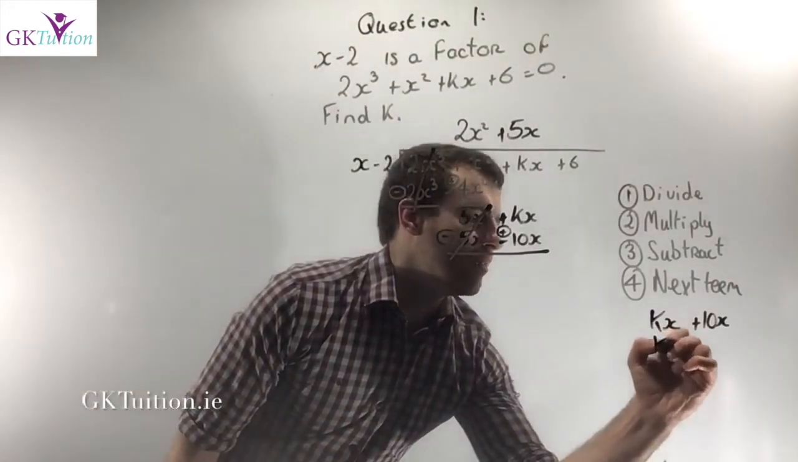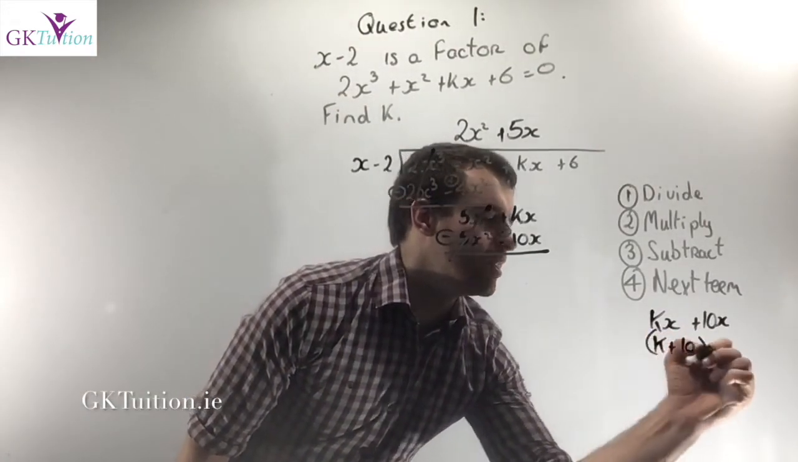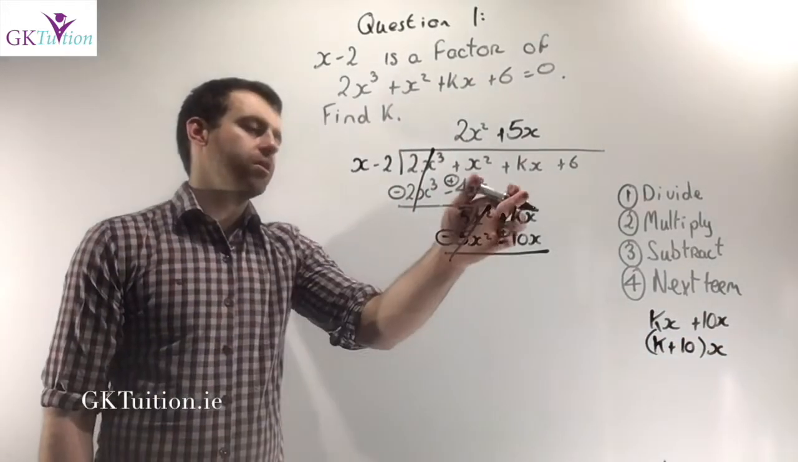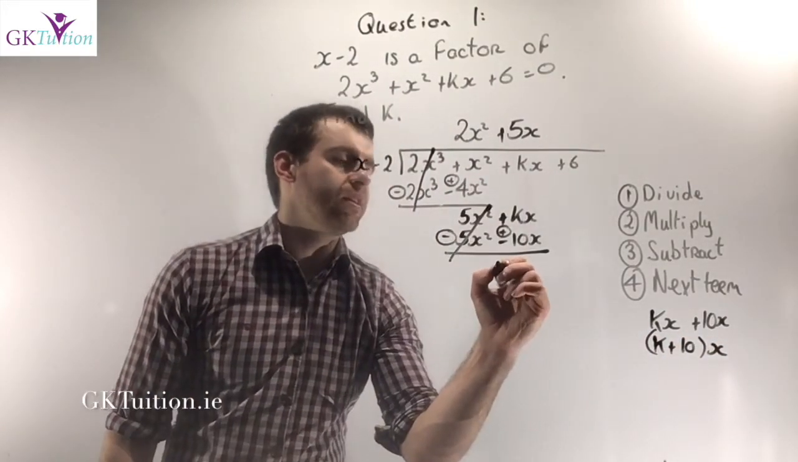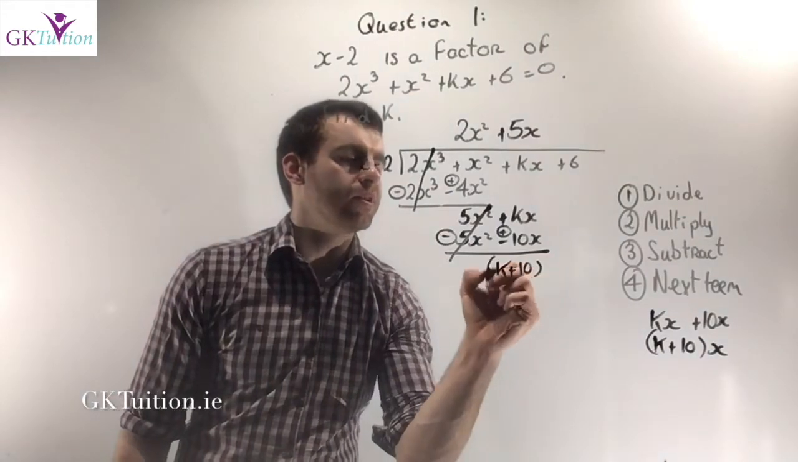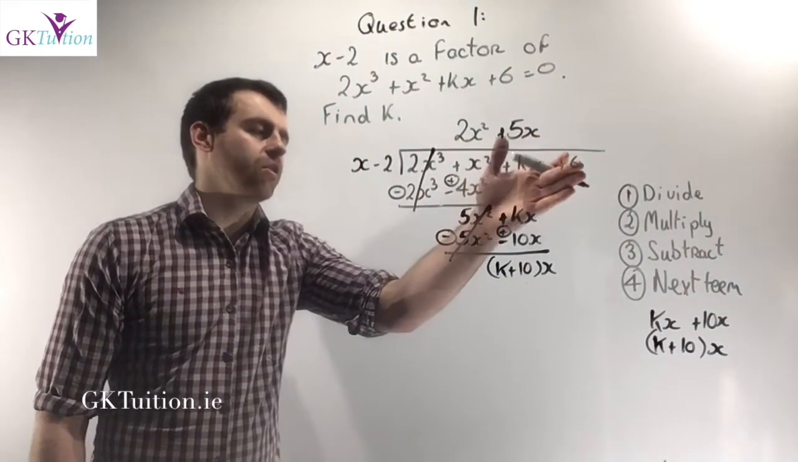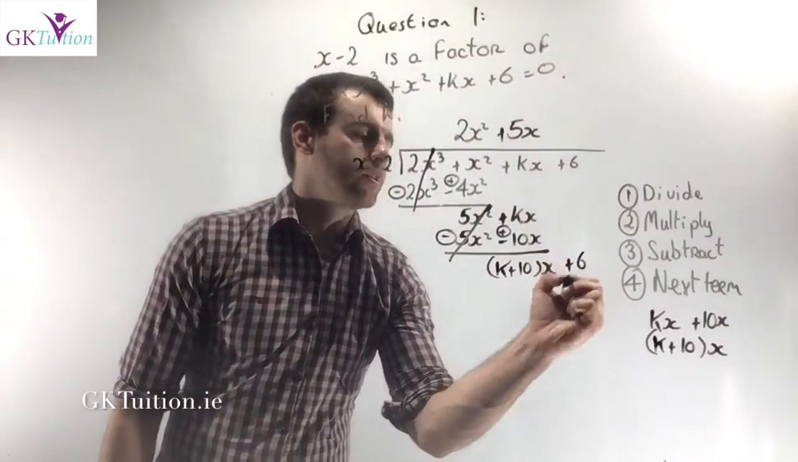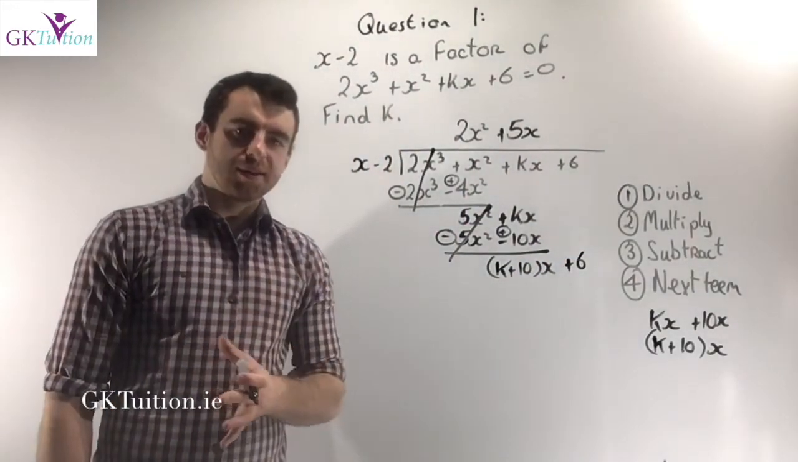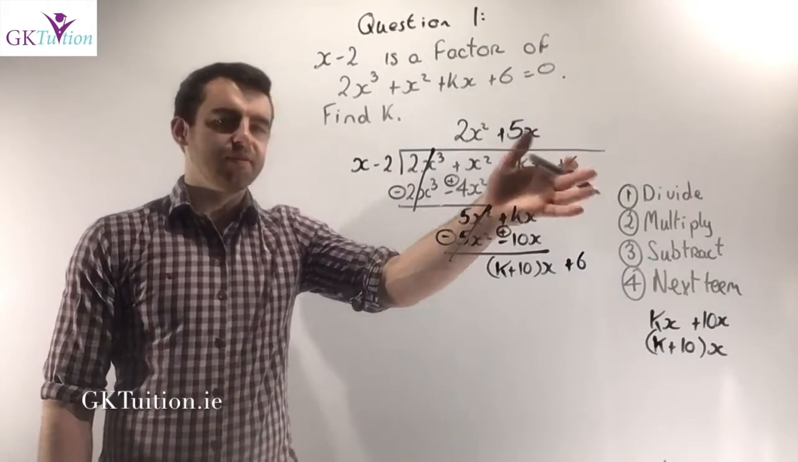If I factorize out x, I'm left with k plus 10 times x. So kx plus 10x, the easiest way for me to write that is just k plus 10 times x. I'm now going to take down the next term, so the next term in this case is a plus 6. And I'm going to start my process all over again with my divide step.